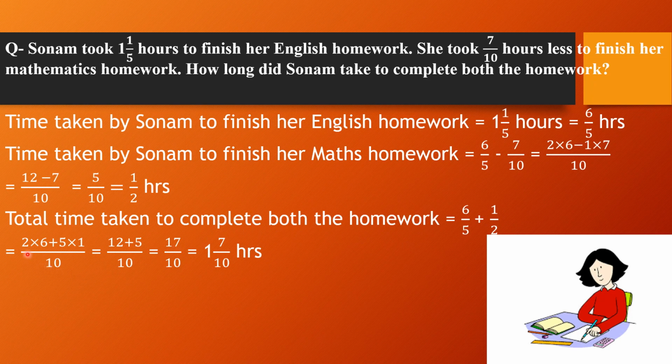5 2s are 10. We will write 2 here. Multiply the numerator 6, plus, 2 5s are 10. We will write 5 here. Multiply the numerator 1. So here 2 6s are 12 and 5 1s are 5. We will multiply first. So 12 plus 5 by 10. Now 12 plus 5 equals 17. 17 by 10. Now 17 by 10 is an improper fraction, and whenever you get the answer in form of improper fraction, you must convert that into mixed number. So we will divide 17 by 10, and it is 1 and 7 by 10 hours.